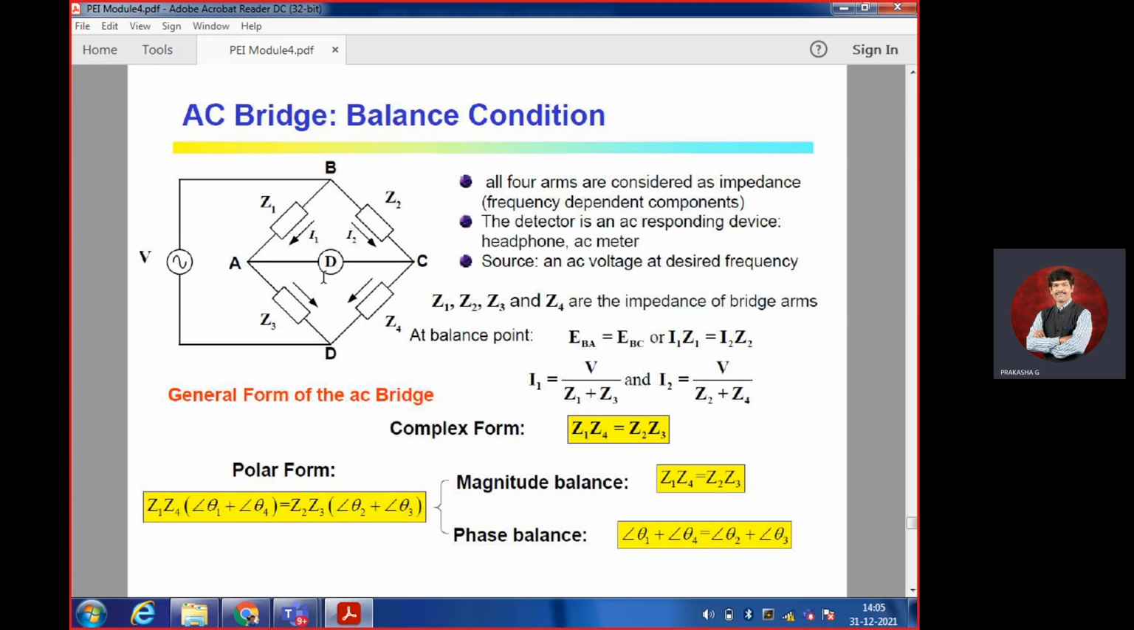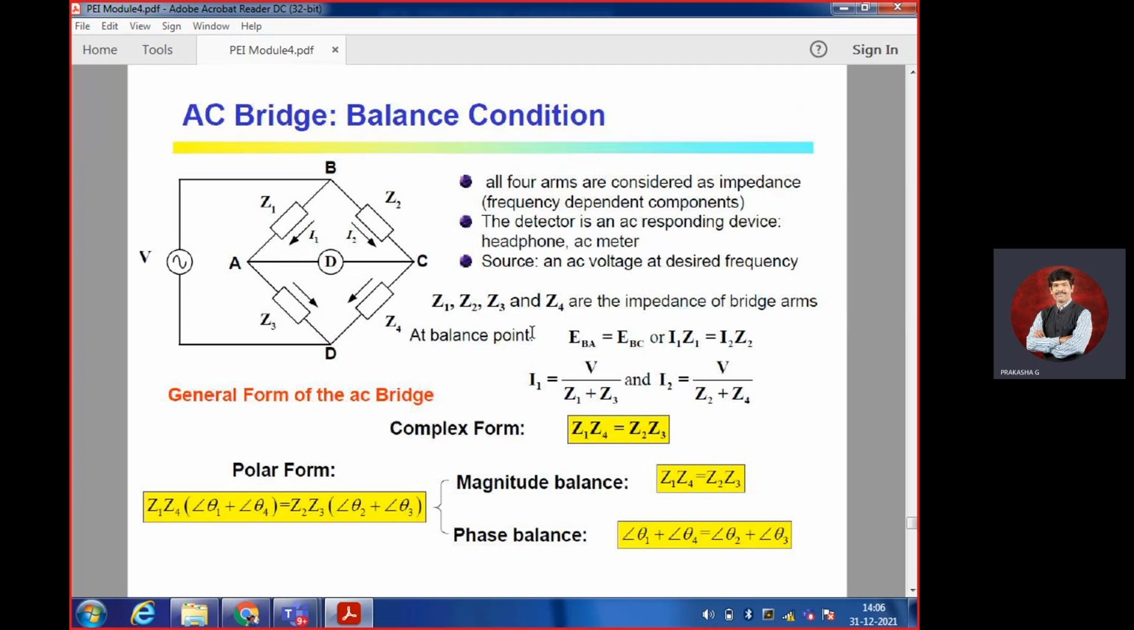The D that we are calling is similar to your galvanometer. It is a detector. It's going to detect whether the AC component you are measuring is balanced or unbalanced. For the source, we have an AC voltage source with a desired frequency. We have four arms, Z1, Z2, Z3, Z4, similar to your previous resistor values. Instead of resistance, we'll call them impedance.